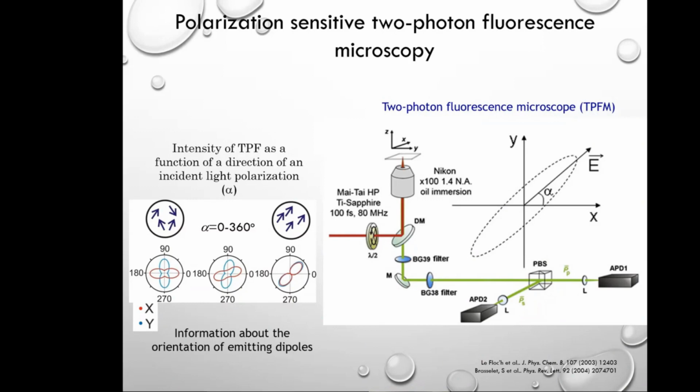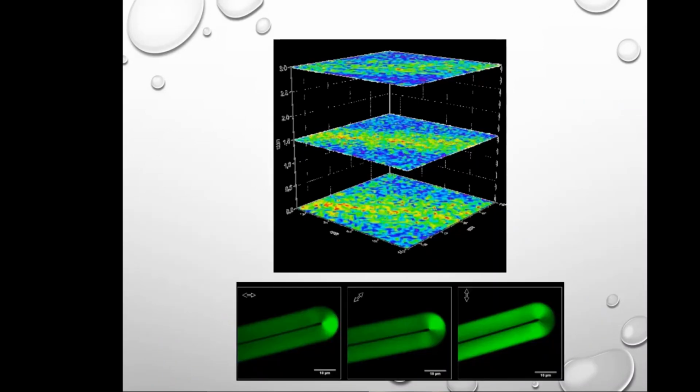We may analyze, so first we polarize the light which induces the fluorescence of our sample, and then we also analyze the response in a manner of light polarization, and then depending on the response we may have the information about the orientation of emitting dipoles. So here is the example of the myelin sheet studied in this manner, doped with the carbon nanodots. So we could see the distribution of the carbon nanodots in the 3D manner.